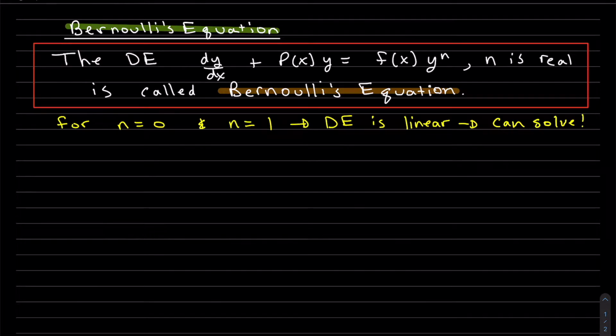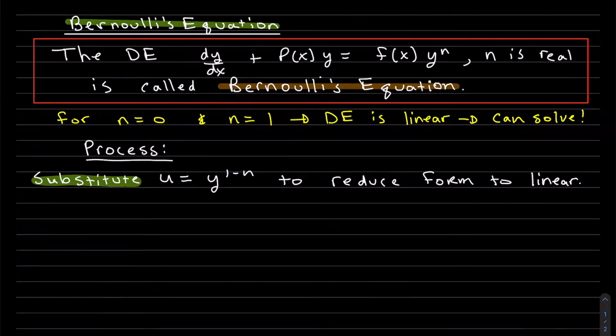So this is the second part of 2.5. We're going to learn Bernoulli's equation. So this differential equation in this form, where the power n is real, is called Bernoulli's equation. If we have n equals 0 or n equals 1, then all we have is a linear equation. We can use the methods we've already learned to solve it. So we're looking at when n is not 0 or 1.